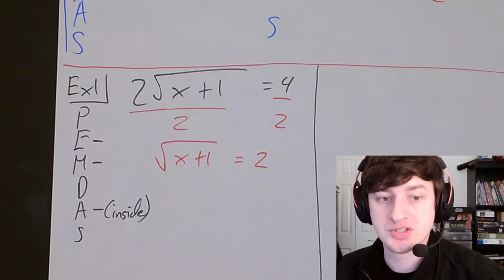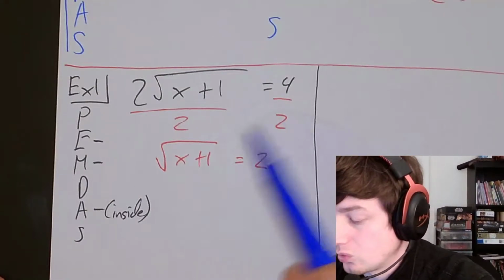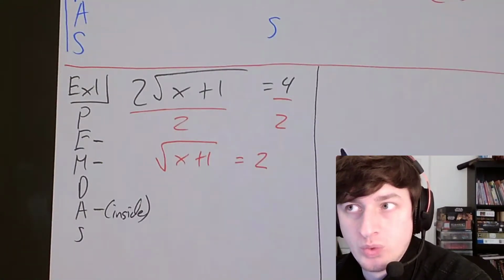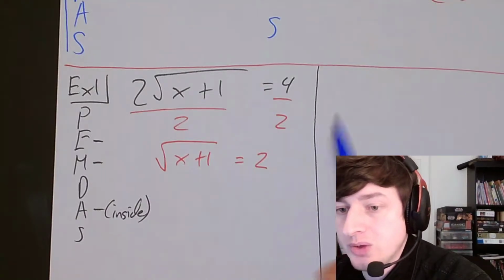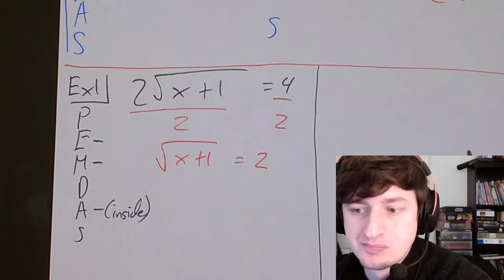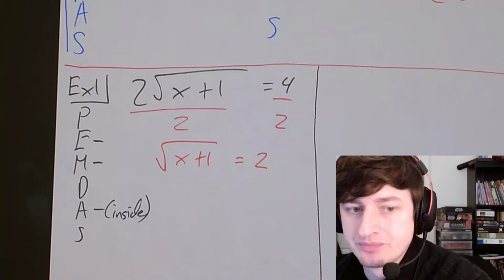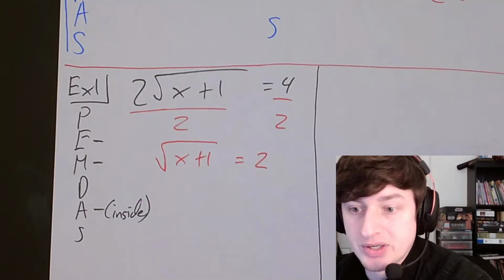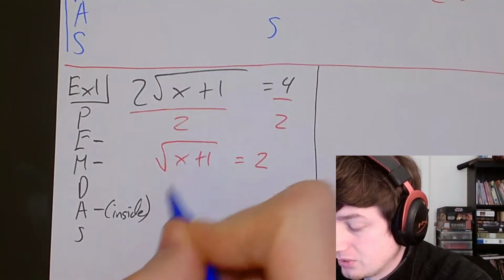Okay, so now we're at our step where we need to get rid of the radical. When we square stuff, we want the radical to be the only thing on one side. Otherwise, we're going to have to do some kind of weird distribution that won't actually simplify things. So radical is the only thing over here.